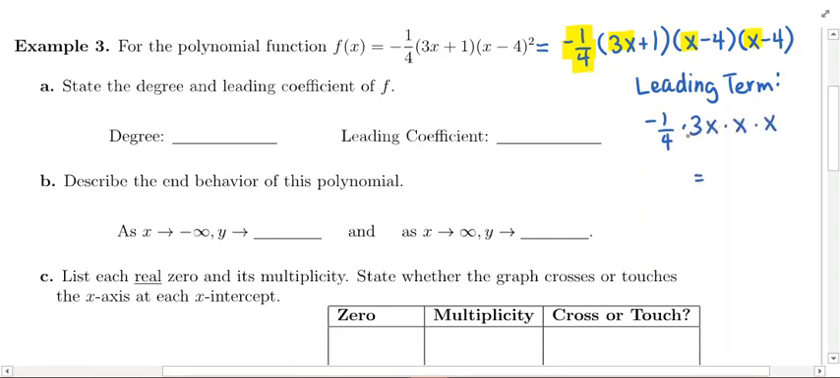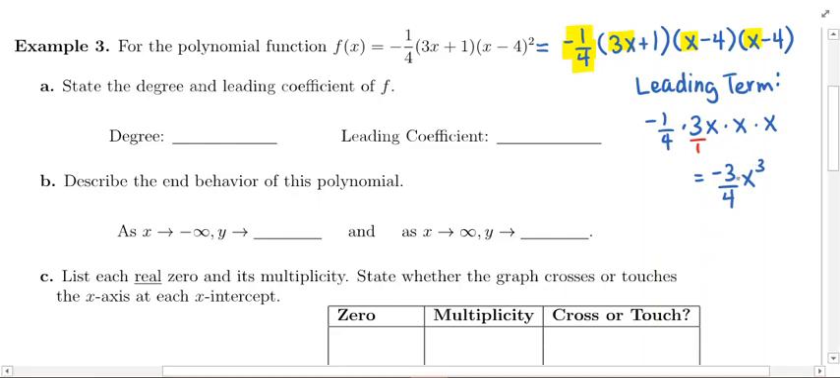Okay, let's multiply the numbers together. Negative 1/4 times 3, put 3 over 1. Multiply your fractions across the top and across the bottom. That's going to give you negative 3/4. And then you've got x times x times x. That's x cubed. Okay, that's the leading term. So if you were to multiply it out, this would be the piece containing the highest power of x.